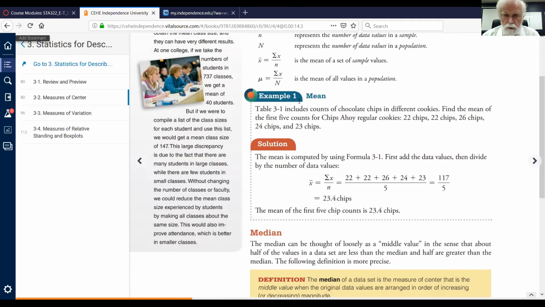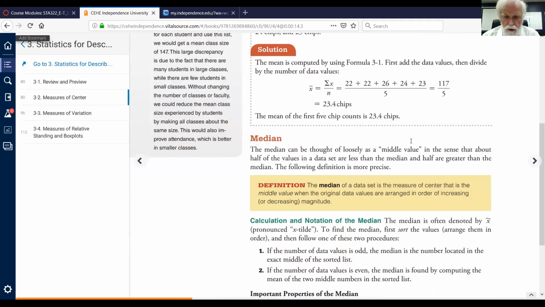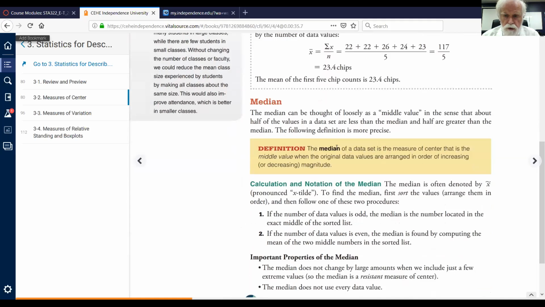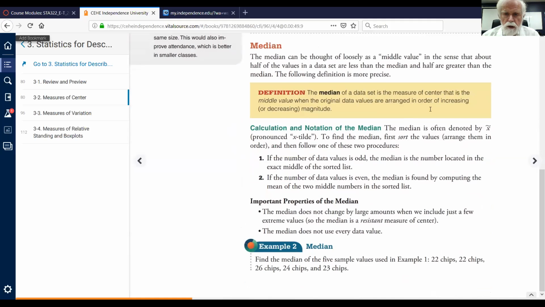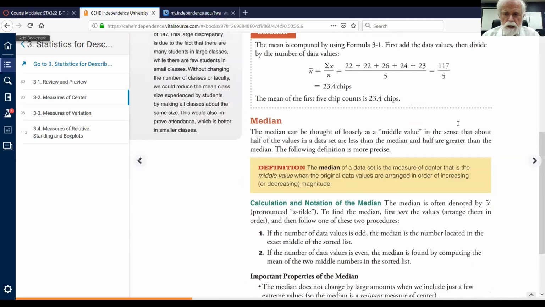So if we take a look at one calculation related to our chocolate chips, it's kind of silly. I think you understand this. The median, however, is really the middle value, meaning that about half of the data values are less and half are greater.